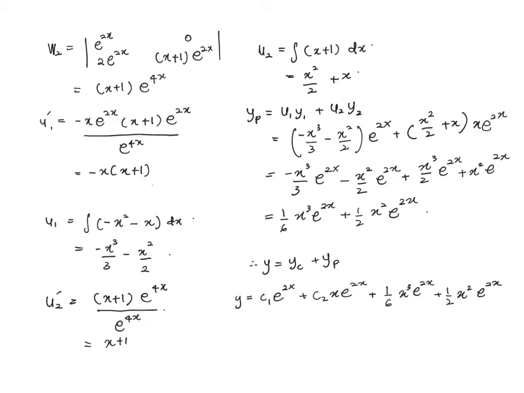Okay, so we find u1 by integrating u1 prime. So integrate, and then this one is the answer. U2 prime equal to, okay, the formula is W2 over W. The answer is x plus 1 after you simplify. Okay, next we integrate u2 prime. Okay, so we get x squared over 2 plus x.